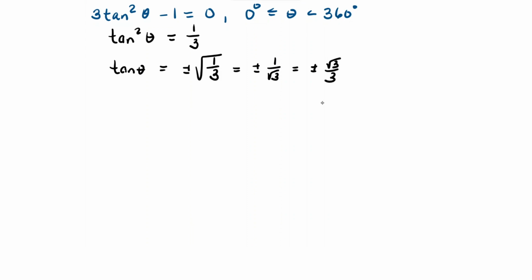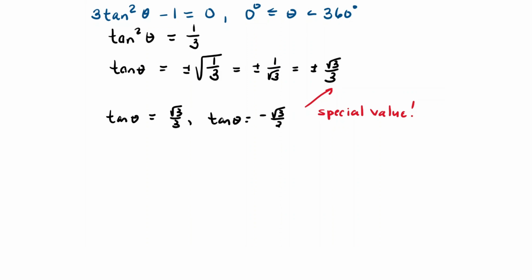And that, hopefully, you recognize as a special value. That's one of the values of tangent that corresponds to a special angle. And as a matter of fact, that corresponds to 30 degrees. So what we have is we're going to solve tangent theta equals root 3 over 3, and tangent theta equals negative root 3 over 3.